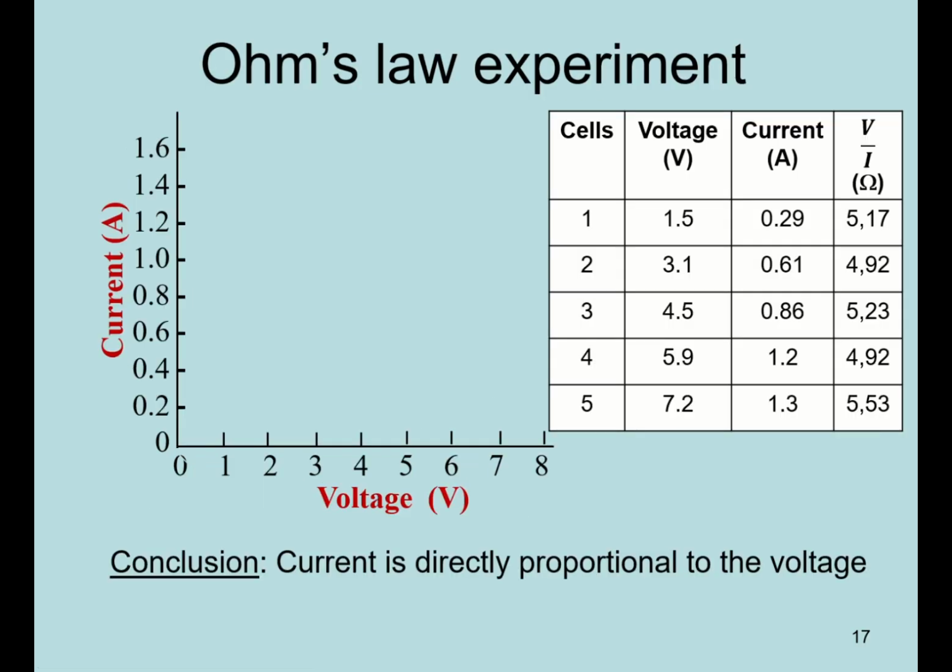So imagine we had taken these readings. Now they're not perfect readings. We can see the ratio is not exactly 5, but it's more or less. If we had to plot those, we end up with points that look like that.